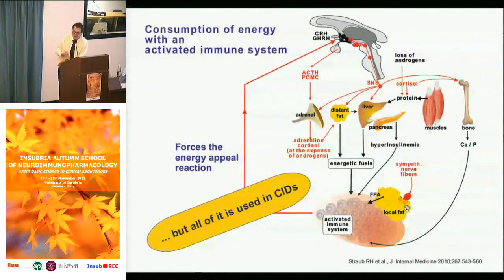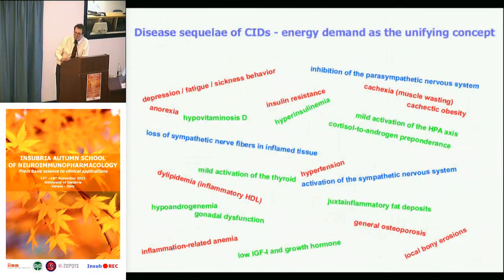But all of this is conserved, evolutionarily positively selected, for an acute inflammatory event, being in the tissue or being a systemic response with lymphoid organs involved. It is all used in the chronic inflammatory disease. And if you use that too long, you get problems. And I will go through the problems shortly.